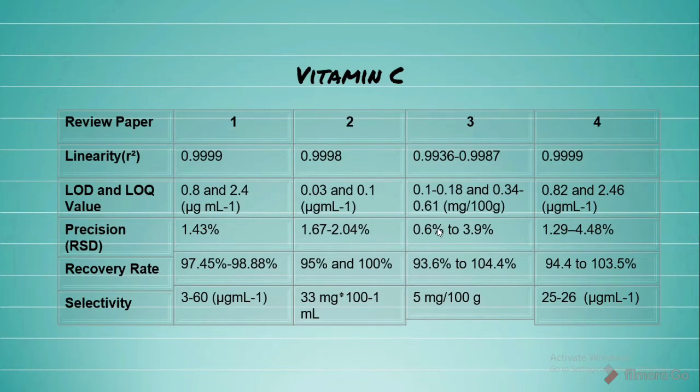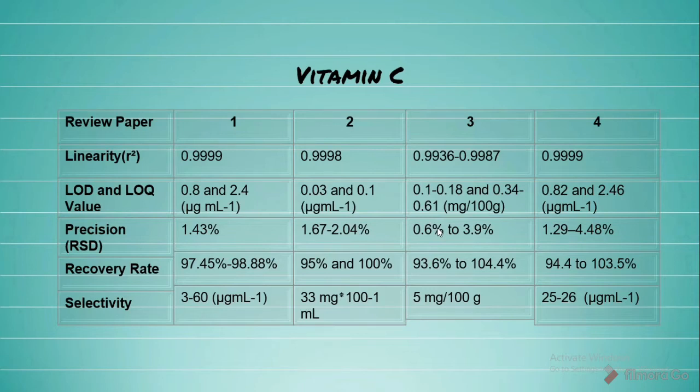Next is the third variable, which is precision in terms of RSD value. For the first article, the RSD value is 1.43%. For the second article it is in a range of 1.67 to 2.04%, and the third article is 0.6% to 3.9%, and the last article is about 1.29 to 4.48%.